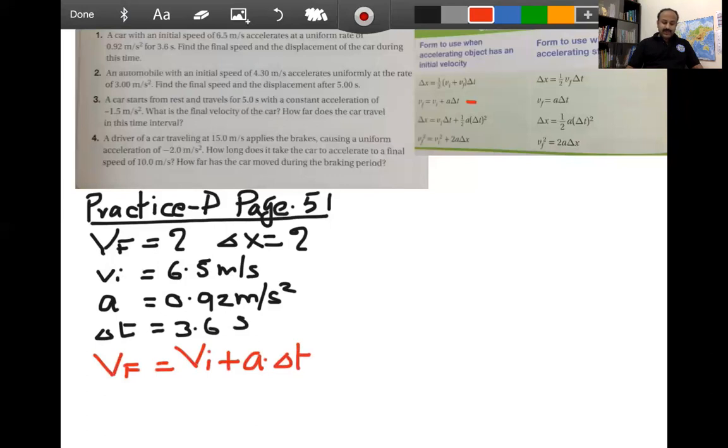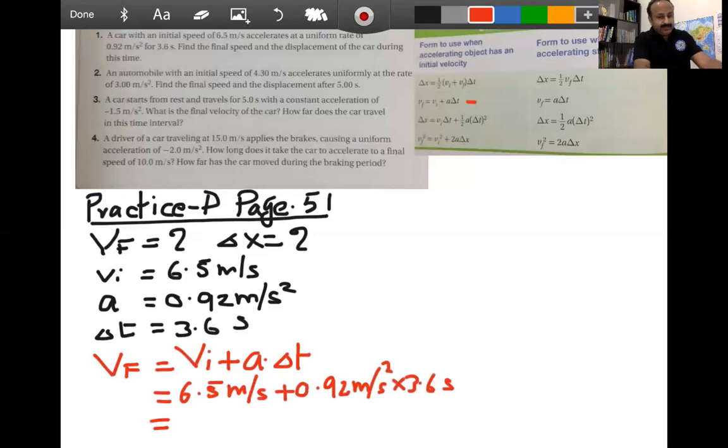This is a direct question, you just plug in the values. VF is equal to VI, 6.5 meter per second, plus acceleration 0.92 meter per second square times delta t, 3.6 seconds. So 6.5 plus 0.92 times 3.6 is going to be 9.812. But you can see the least number of significant figures here is 2, so I'm going to round this to 9.8. Your final velocity is 9.8 meter per second. This is the answer for the first part.